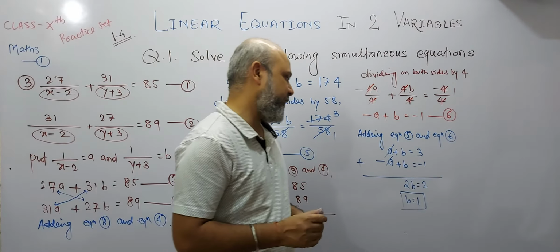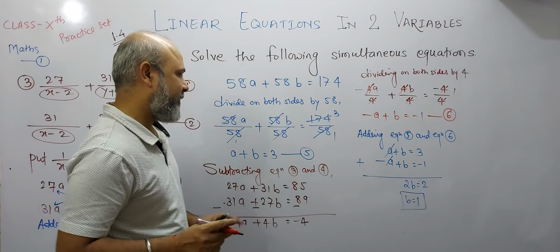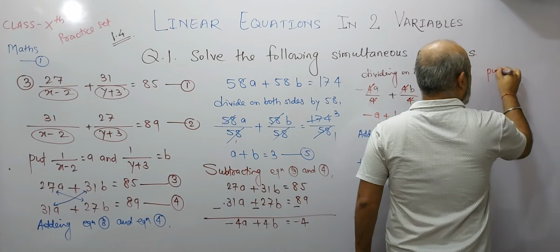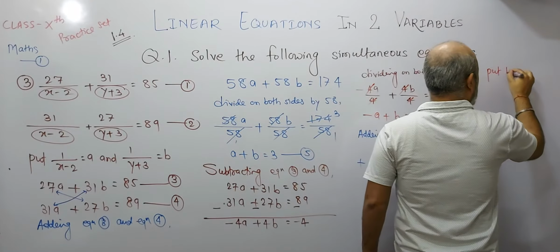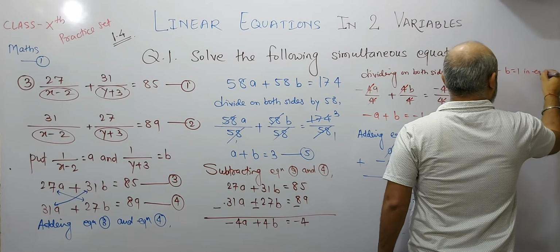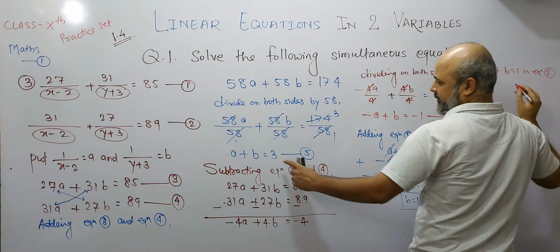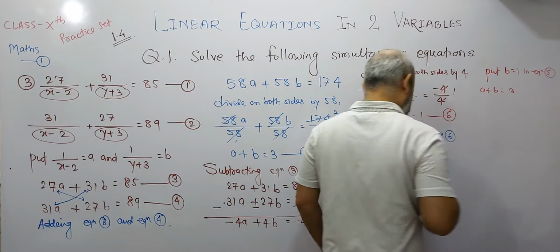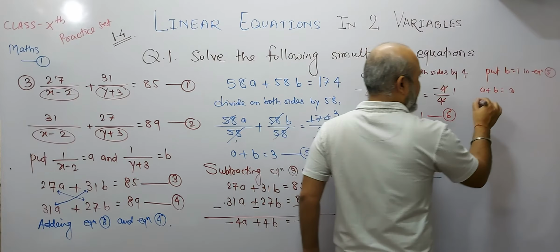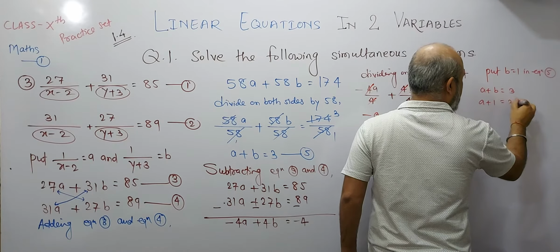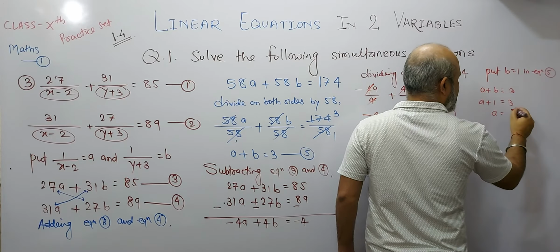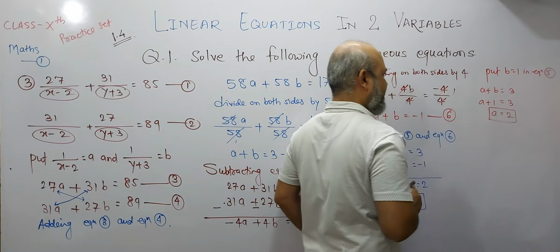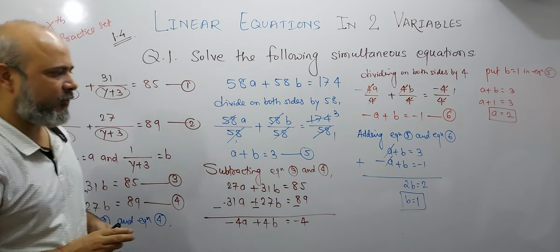Now we will put the value of b either in equation 5 or 6 to get the value of a. So I will write, put b is equal to 1 in equation 5. What is equation 5? Equation 5 is a plus b is equal to 3 and the value of b is 1. So you will get a plus 1 is equal to 3. So what will be a? Transfer, 3 minus 1, so a will be 2. Okay. So this is the value of a and b.